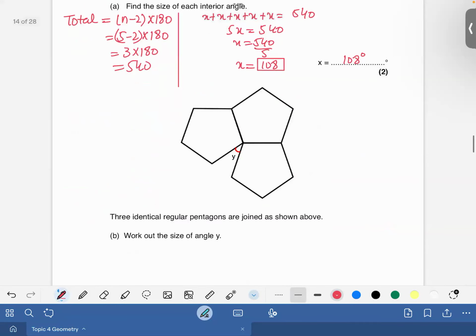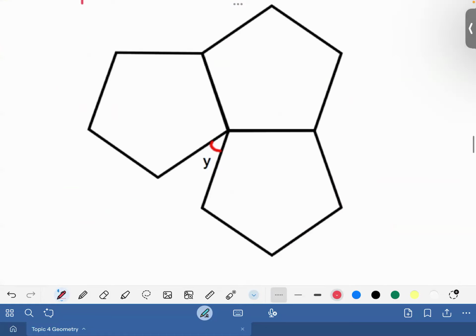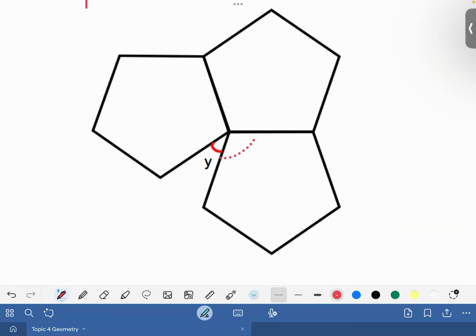Okay, three identical regular pentagons are joined as shown. Okay, so Vadan beta, we got the idea that one of the interior angles of the regular polygon, the regular pentagon, is 108. Agree? Yes sir.